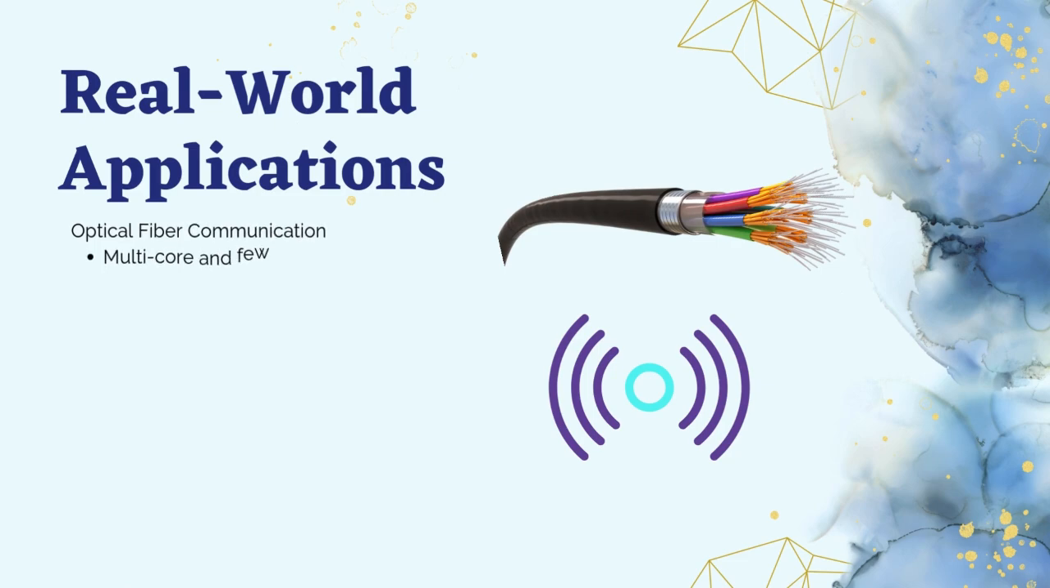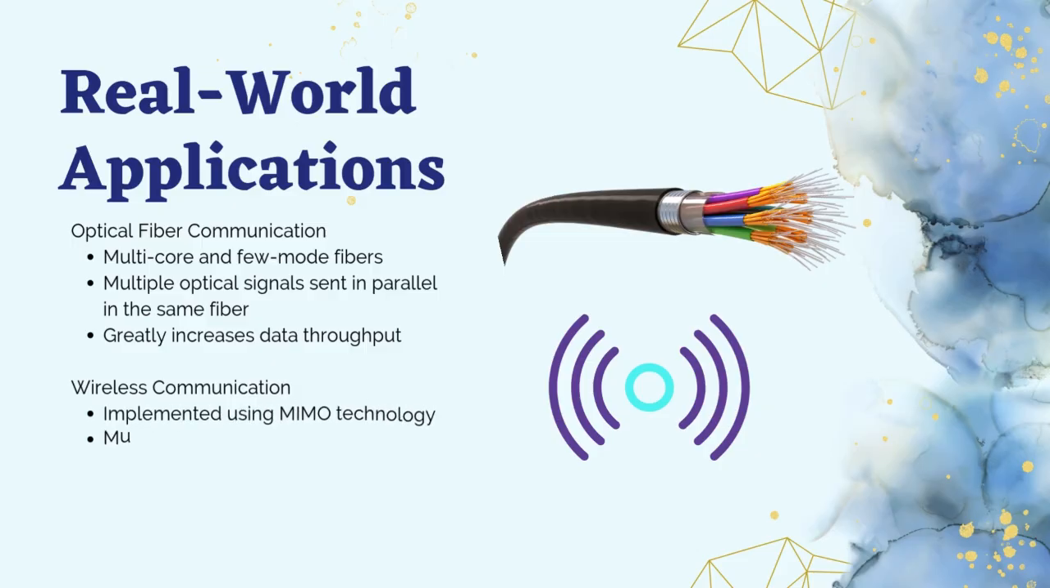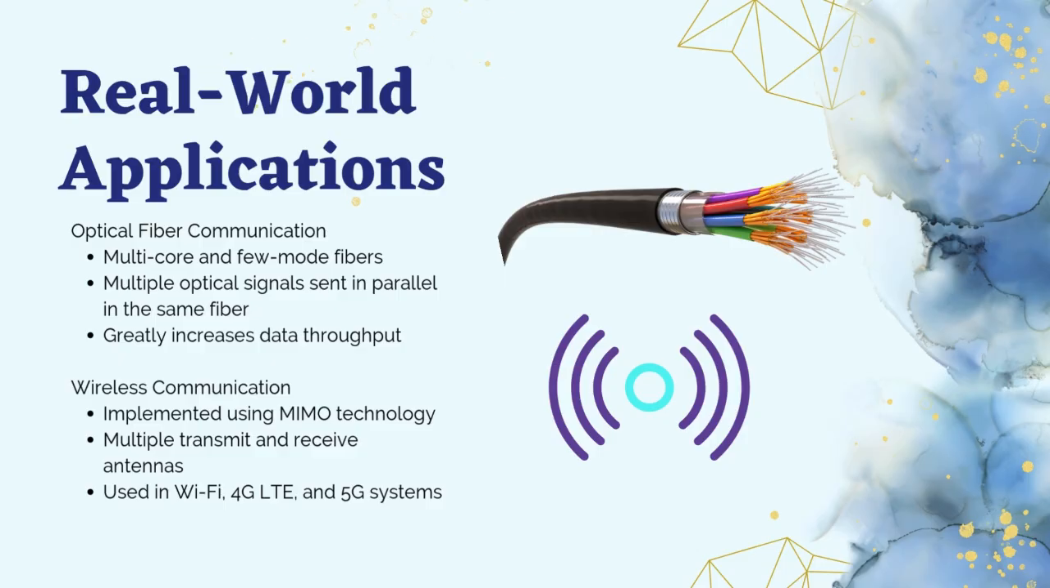For the real-world applications, first is optical fiber communication. With multiple cores in a single fiber, multiple optical signals are sent in parallel in the same fiber. It greatly increases data throughput. Next is wireless communication. It is implemented using MIMO technology and multiple transmit and receive antennas. It's usually used in Wi-Fi, 4G LTE, and 5G systems.